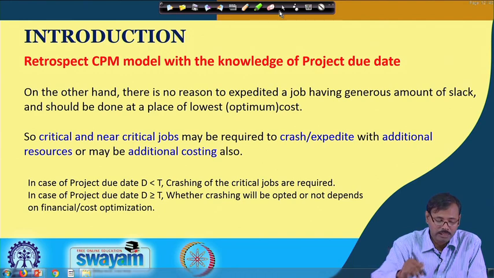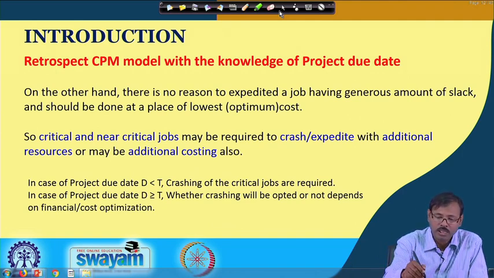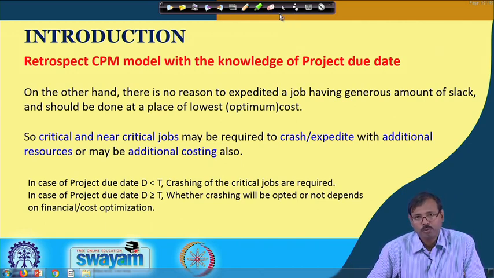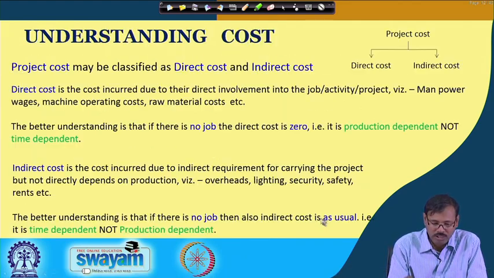And in case of D less than or equal to T, your project cost may increase compared to the total project cost considered, or it may also decrease. If it decreases, then whether your due date is accepted or not, you must go for crashing because it is giving you a financial benefit. We will discuss those things in this.